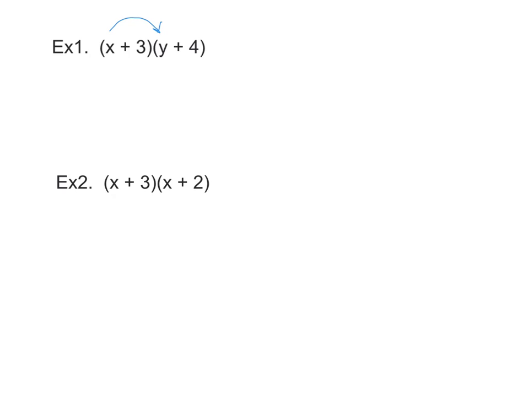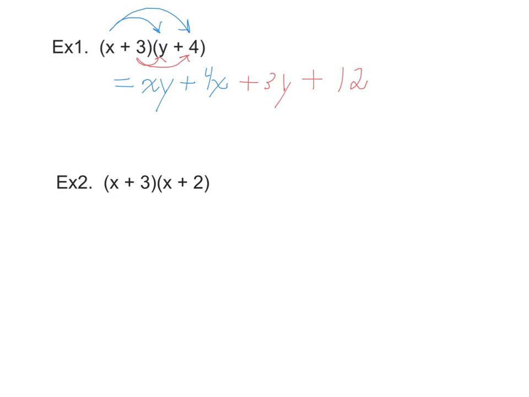I'll start with the x. I'm going to take x times y plus x times 4. Normally we'd write that as 4x. But then I also need to distribute the 3. The 3 will go to both y, or 3 times y, and it'll also go to the 4 as 3 times 4. This large polynomial is our answer. So when you distribute, we'll actually get 4 terms from it.